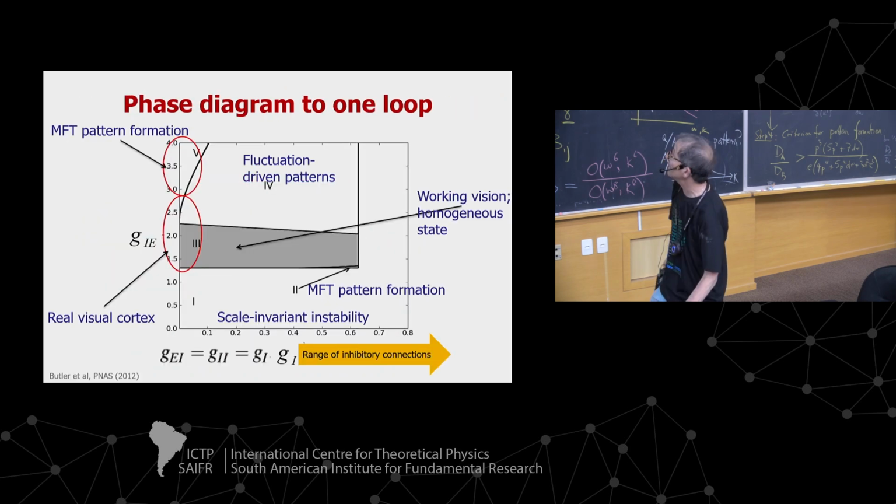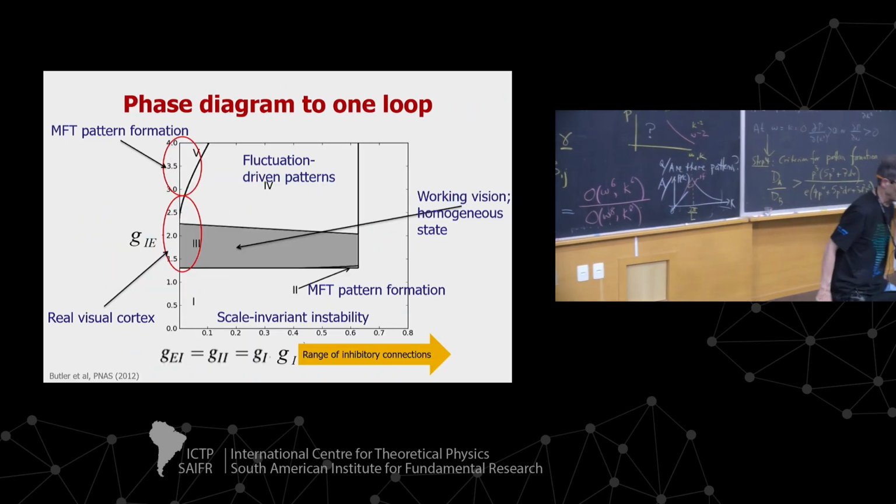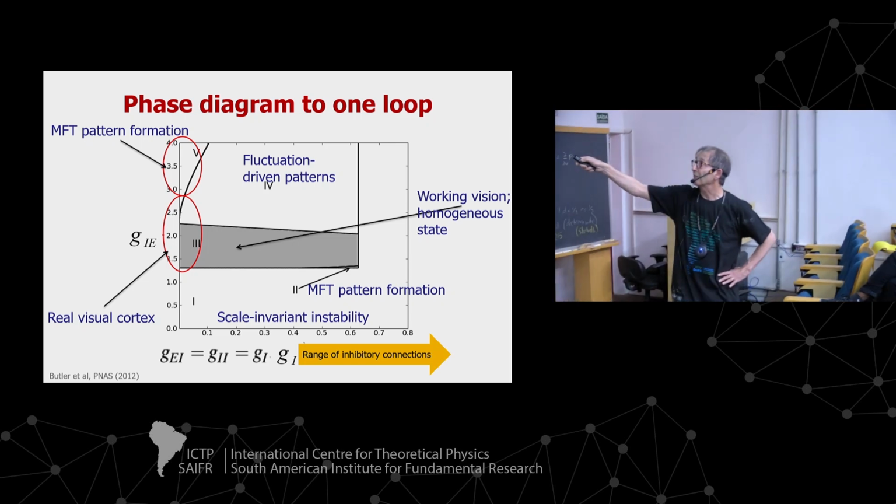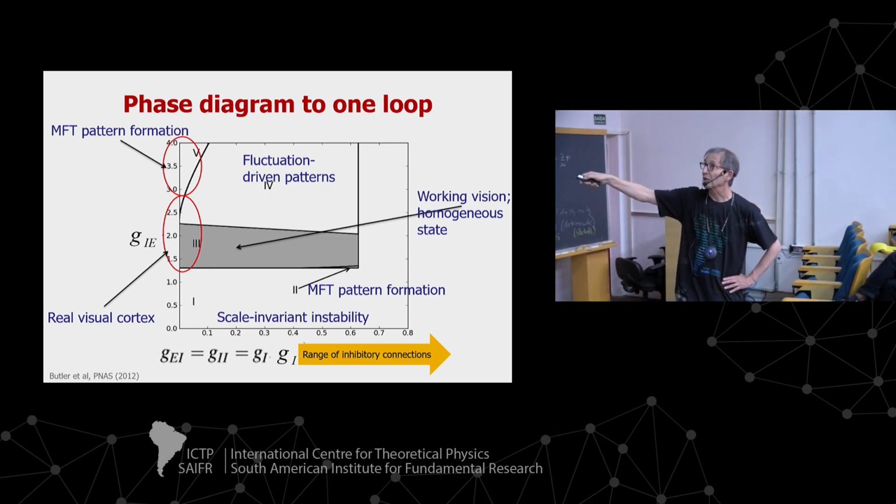So here is the phase diagram. These are coupling constants. They tell you about the connectivity of the different types of neurons. Basically, this here is the range of inhibitory connections. So let's have a look at this phase diagram.